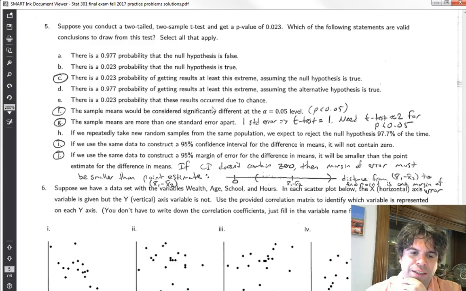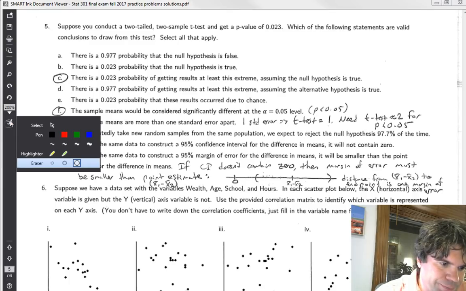Means are more than one standard error apart. Think back to how we make that t-test statistic. It's the difference in sample means divided by their standard error. So if the means were one standard error apart, we would get t equals 1. If you think back to the t-statistics we've looked at in the past, t equals 1 produces a large p-value. If you don't remember the values of the t-statistics themselves, think about the distribution.